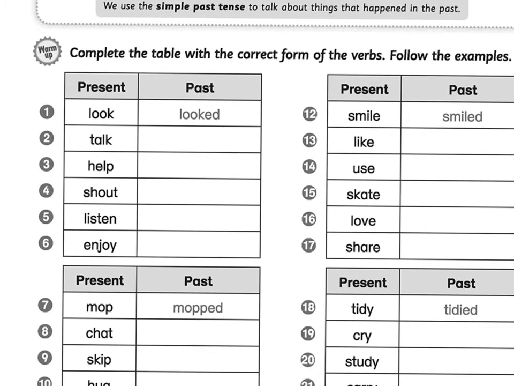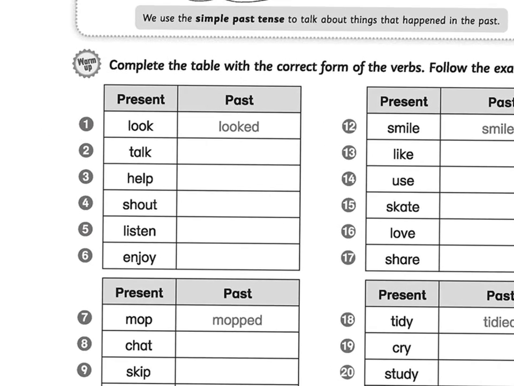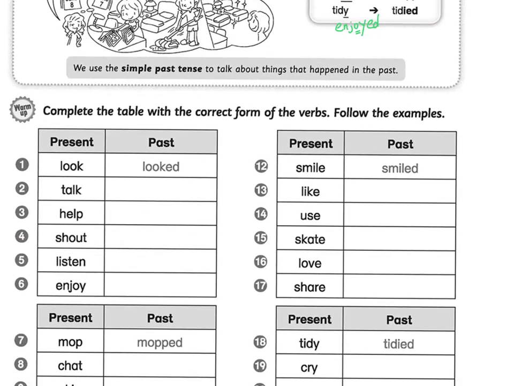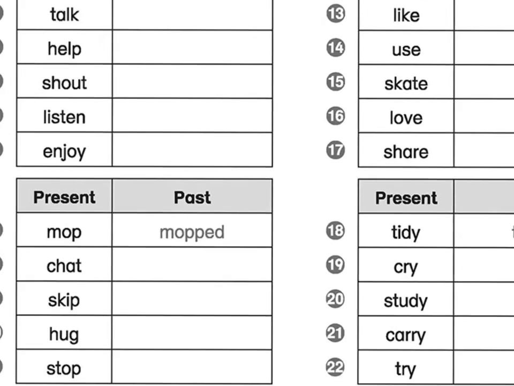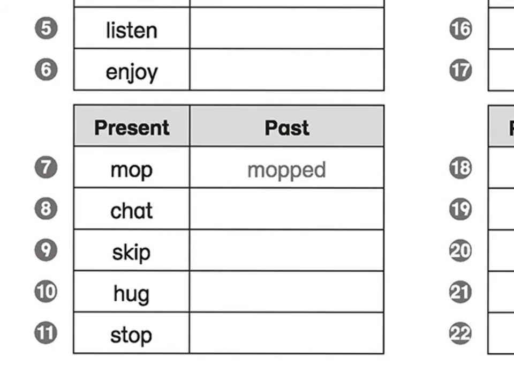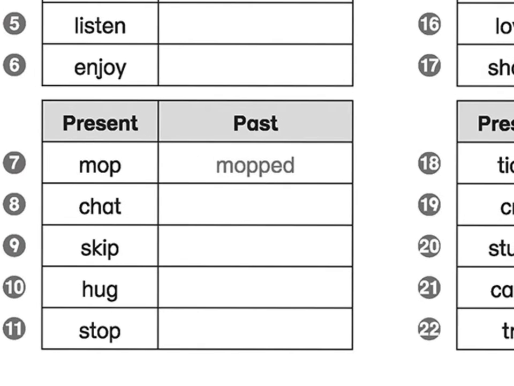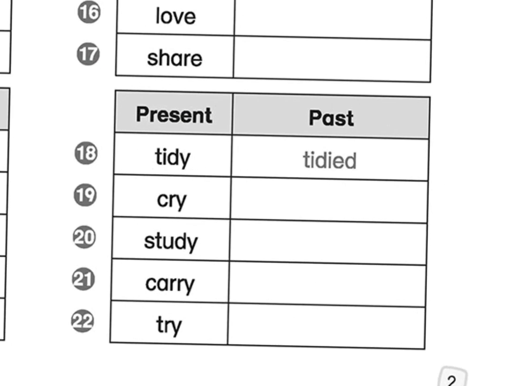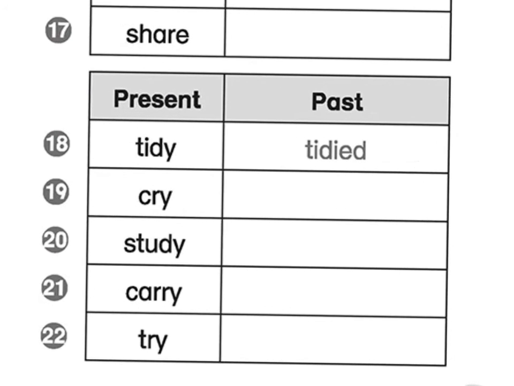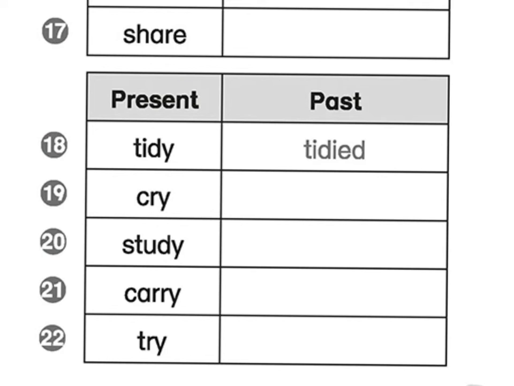So here you can see this group, we add ed only. This group all end with e, we only need to add d. And this group, they're all short vowel sound. Mop, chat, skip, hug, stop. And we double the last letter before we add ed. And this group, they all end with y. And before y, it is not a vowel, so we will change y to i before we add ed.